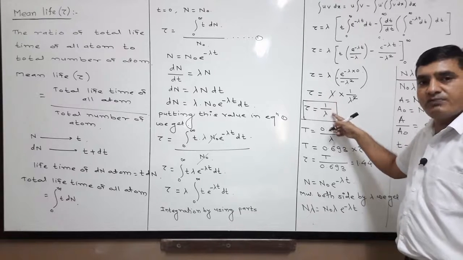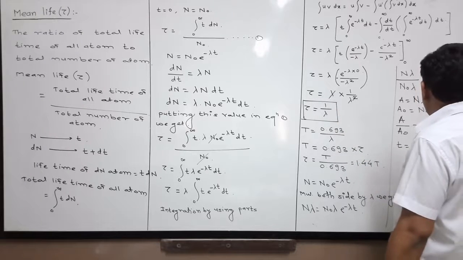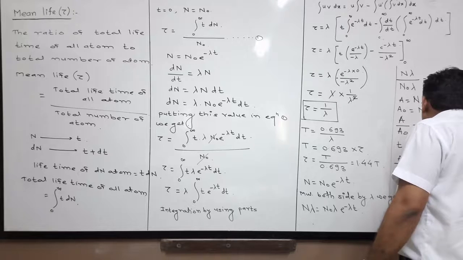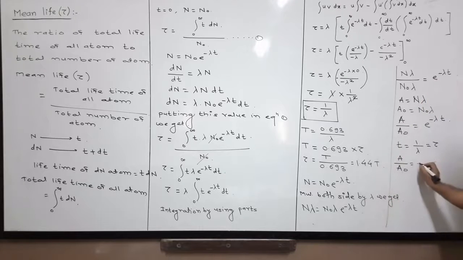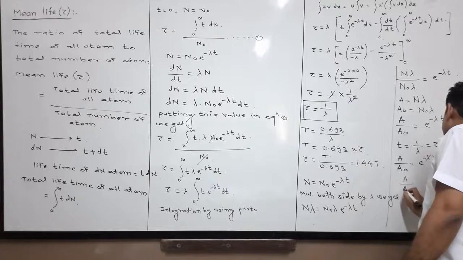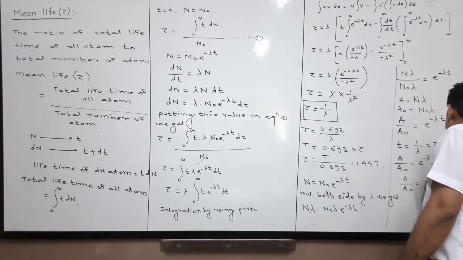Because tau is equal to 1 upon lambda, we can say that A upon A0 is equal to e raised to minus lambda into 1 upon lambda. This lambda gets cancelled, and therefore A upon A0 is equal to e raised to minus 1.